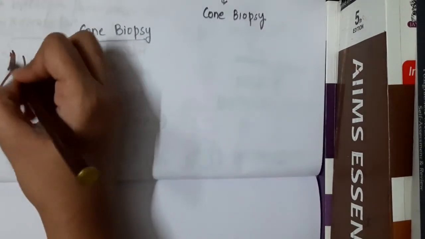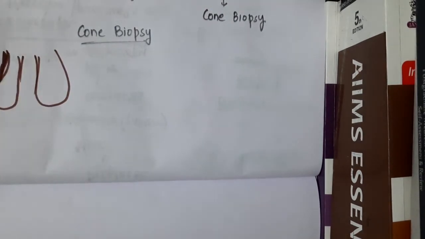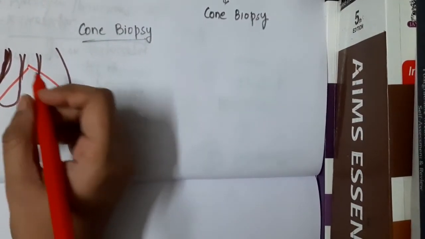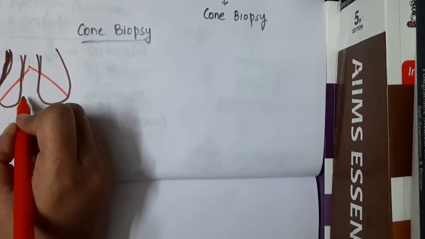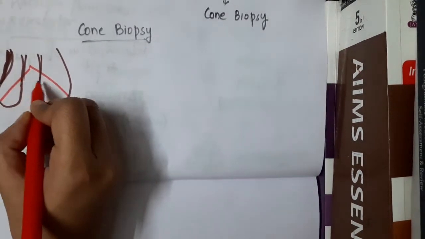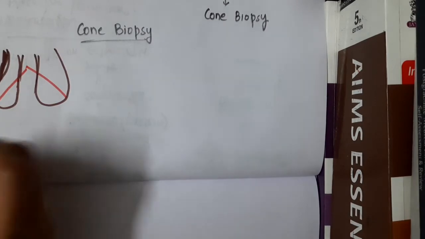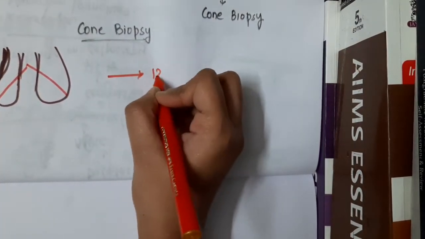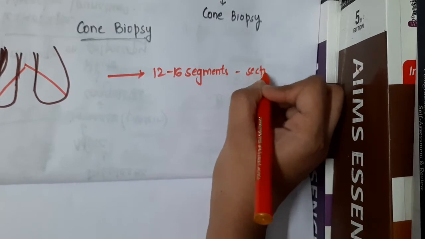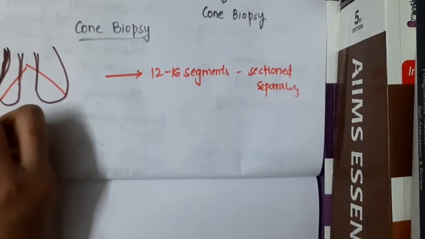So this is the cervix. In the cone biopsy, you remove a small cone of the cervix, which includes the entire squamocolumnar junction with the stroma, glands and also the endocervix. The part which you have removed is divided into 12 to 16 segments, and these are sectioned separately to see the histology. What is important here for the exam are the indications.